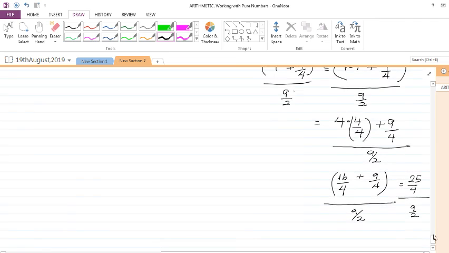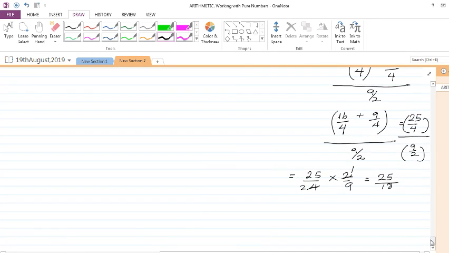And whenever that happens, you divide these two fractions, so what you will get is 25 over 4 multiplied by 2 and 9. 2 into 2, 1. 2 into 4, 2. So we will get 25 over 18. The answer is 25 over 18.